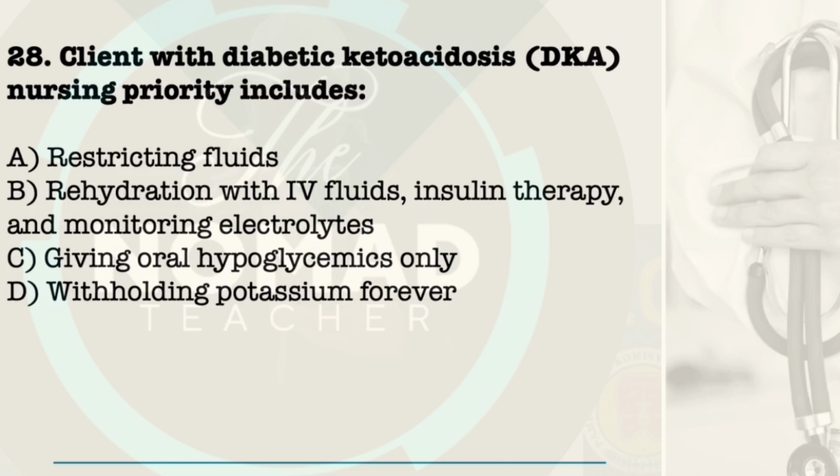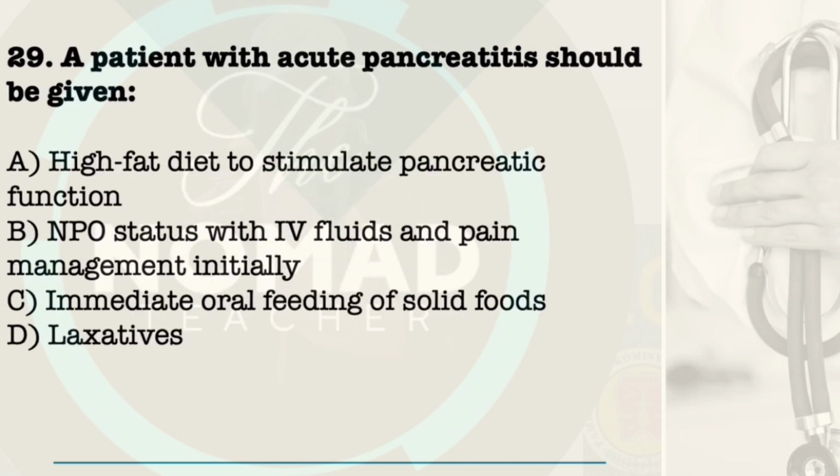28. Client with diabetic ketoacidosis. DKA nursing priority includes A. Restrict IV fluids. B. Rehydration with intravenous fluids, insulin therapy, and monitoring electrolytes. C. Giving oral hypoglycemics only. D. Withholding potassium forever.